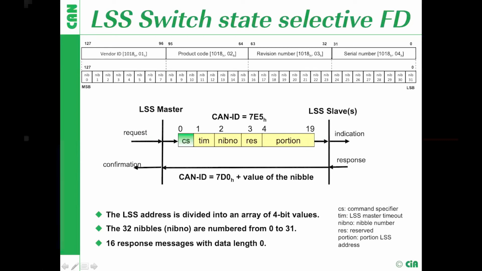So the CAN ID of the response will be calculated according to this equation, so that the LS master gets the value to be checked. The protocol will run until the master has known the values of all neighbors. That means the master has known the values of all the LS address. Then the LS master switches the identified LS slave to configuration state.